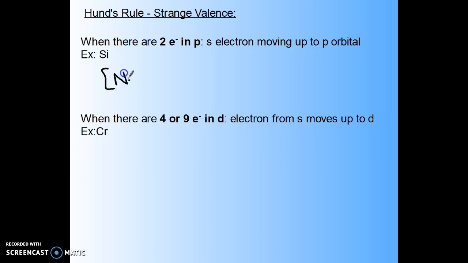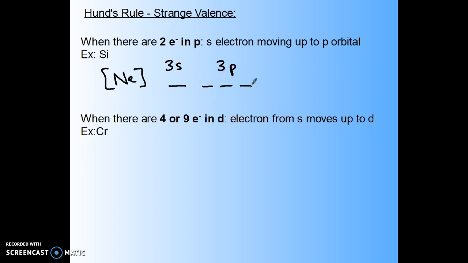So neon was the noble gas that came before silicon, and then we have the 3s level, which in orbital notation we just draw as that 3s orbital, and then we have 3p, and there are 3 orbitals for 3p.